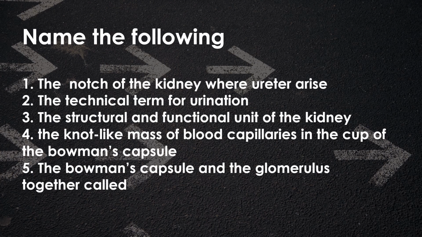Name the following. First question, the node of the kidney where the ureter arises. Hilum. The technical term for urination? Micturition. The structural and functional unit of the kidney? Nephron or kidney tubule. The knot-like mass of blood capillaries in the cup of the Bowman's capsule? Glomerulus. The Bowman's capsule and glomerulus together are called Malpighian capsule.